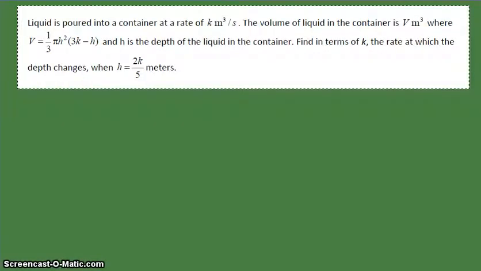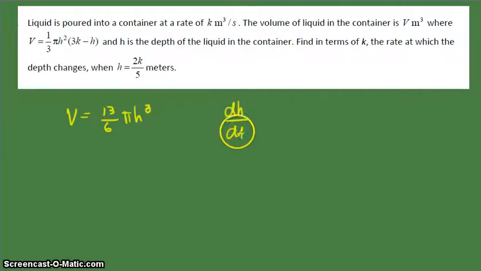So now we know the volume equation in terms of h. So you have V is 13 over 6 pi h cubed. Again, what we want to find is dh over dt, the rate at which the depth changes. So this is still unknown.